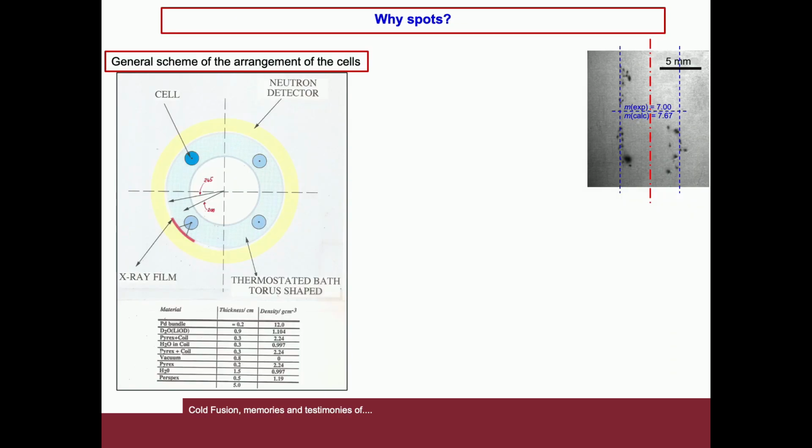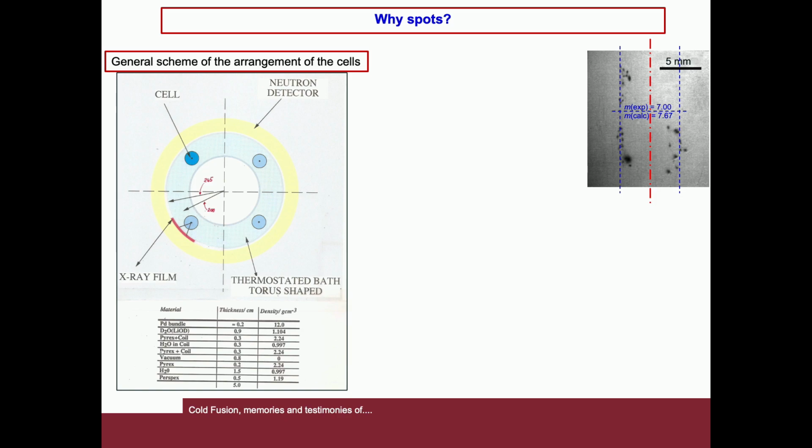Why spots? To explain the presence of spots in the film, the position of all system components relative to the X-ray film must be considered. The figure shows the simplified plan diagram of the arrangement of the cells, and in particular not only the position of cell 4 with respect to the film, but also and above all the arrangement of the internal components of the cells.